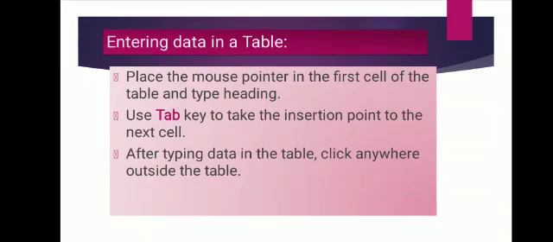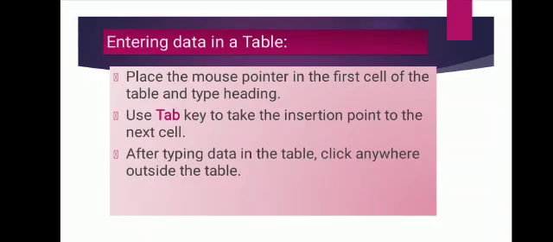Now when you insert the table, the next step is to enter the data. Means how to enter data in a table. For this, simply place the mouse pointer in the first cell where you will start typing. Then type the heading, and with the help of the tab key or arrow key, move the cursor to the next cell and type the next heading. So simply click with the mouse cursor on the cell you want to type in, and to go to the next cell you will use the tab key or arrow key.